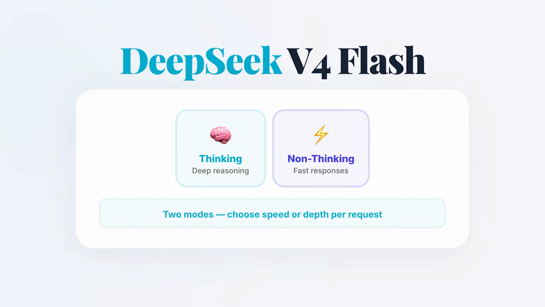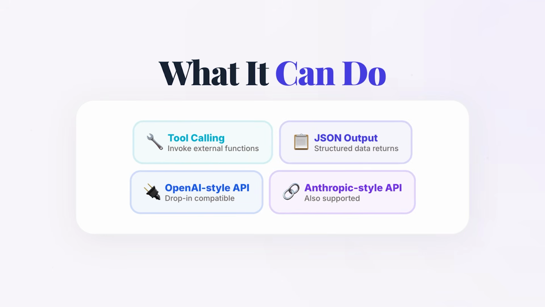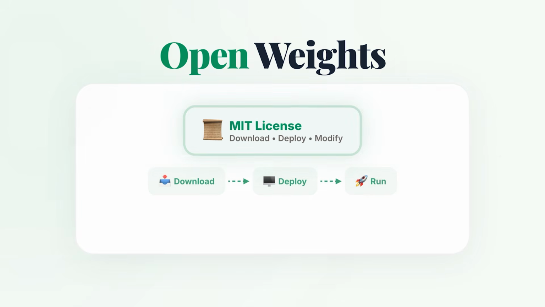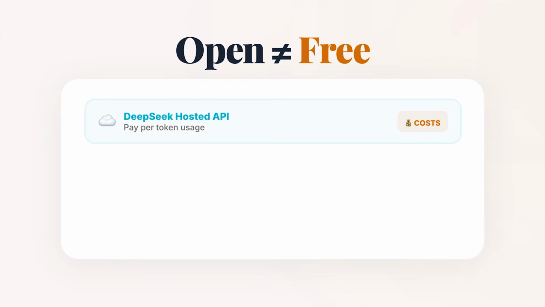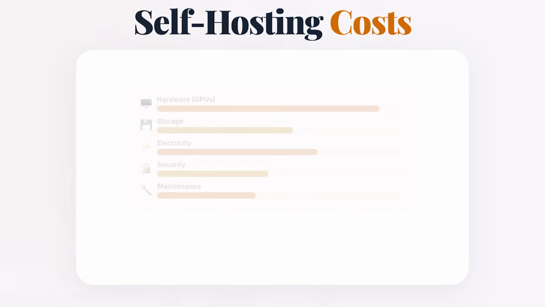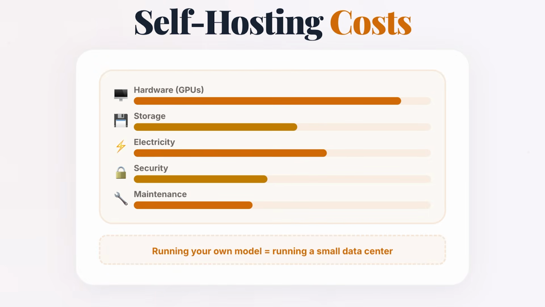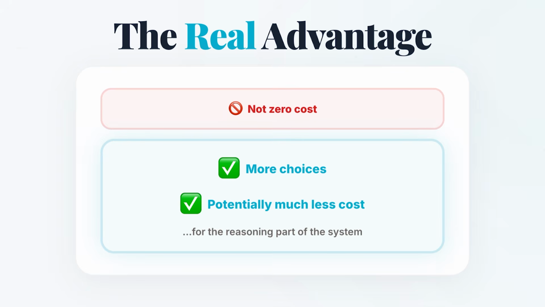DeepSeek V4 Flash supports thinking and non-thinking modes. It can call tools, return information in JSON format, and work with software that uses OpenAI style or Anthropic style APIs. Its model weights are also available under the MIT license, which means technical users can download and deploy them on suitable hardware. But open weights do not mean the complete system is free. DeepSeek charges for its hosted API based on token usage. Running the model yourself also requires powerful hardware, storage, electricity, security, and maintenance. The real advantage is not zero cost. It is having more choices and potentially paying much less for the reasoning part of the system.